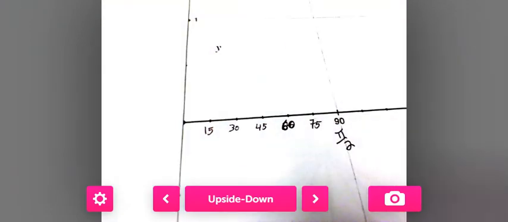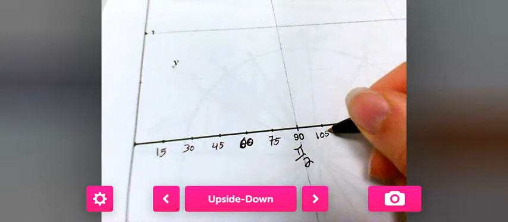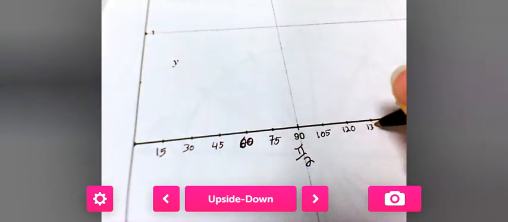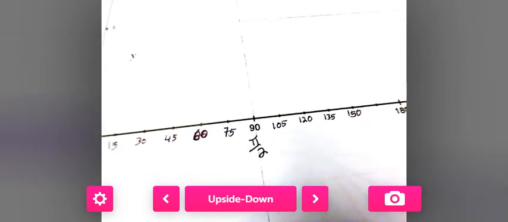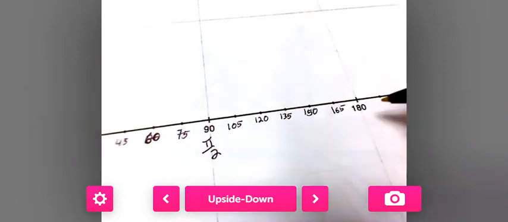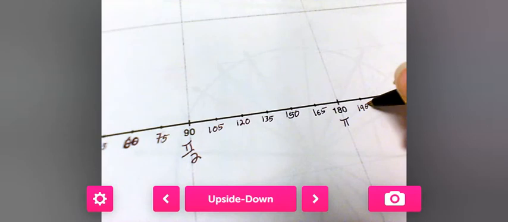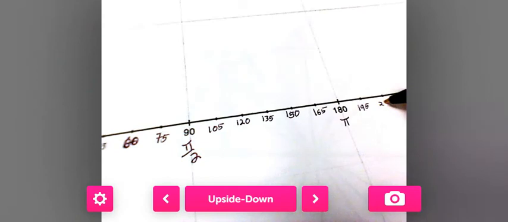Shh, you should be writing this down. Okay. This is 105, 120, 135, 150, 165, 180, and 180 is also known as pi. We've got 195, and then it should be 210, 225, 240.